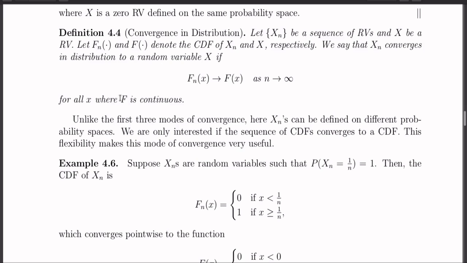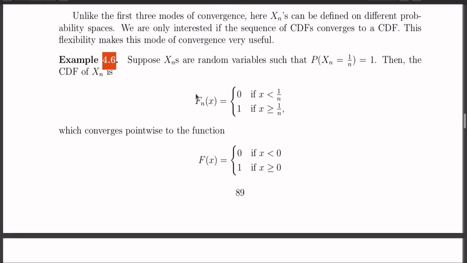Let us now discuss why this condition is there, that this convergence has to be true for all x where F is continuous. Why this condition is needed, we are going to discuss with Example 4.6. In Example 4.6, we are considering a sequence of random variables Xn where the probability that Xn equals 1/n equals 1. So that means the probability that X1 equals 1 is 1, the probability that X2 equals 1/2 is 1, the probability that X3 equals 1/3 is 1, and so on and so forth.